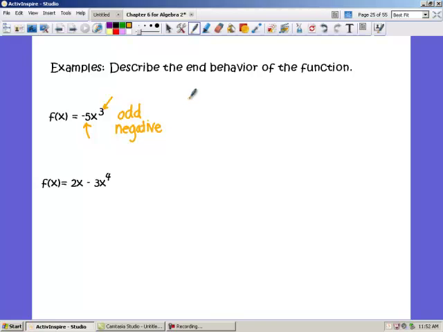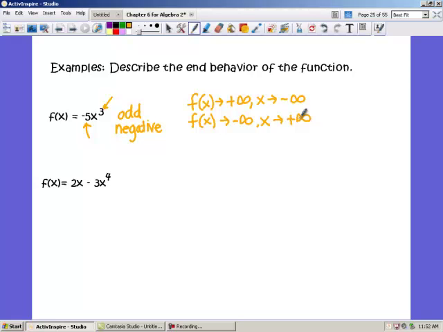And they have it backwards, which doesn't matter how you write it. I'll just write it how they put it in the book. So our function's going to go to positive infinity on the negative side. And our function will go to negative infinity on the positive side. And they even give you the graph.